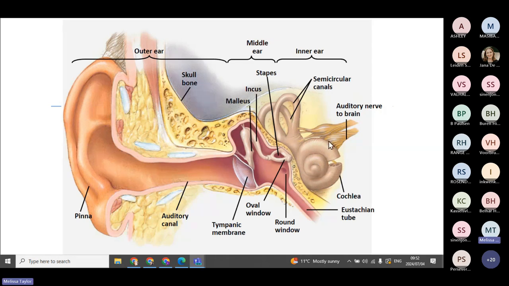And this part of the ear is for hearing, and this part of the ear is for balance. Anything coming from the cochlea and hearing is going to the cerebrum part of the brain because it's a sense. Anything coming from here, the semicircular canals, for balance. Balance is about coordination. So that is going to the cerebellum.